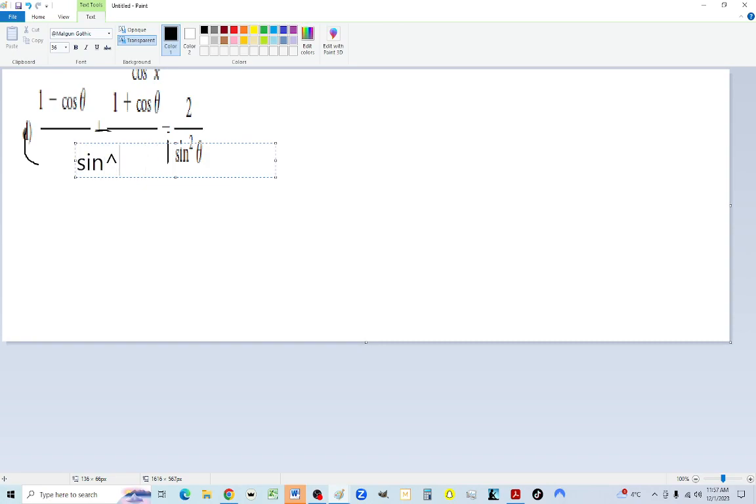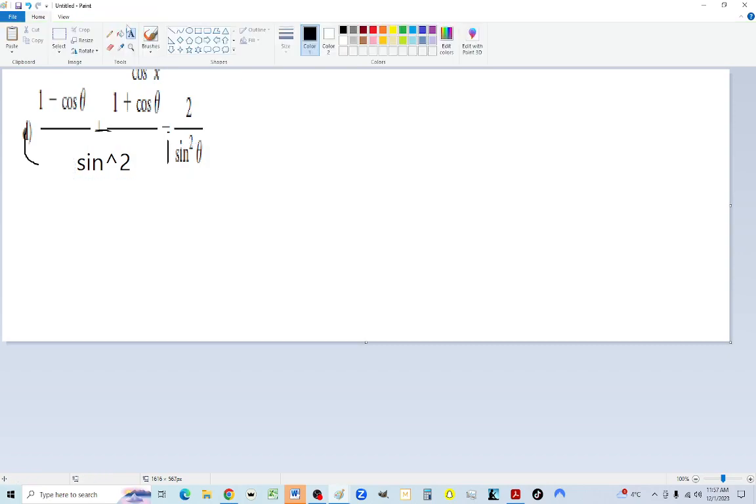So that's the bottom. And then you're allowed to simply add, remember that there's an addition between them, 1 minus cos plus 1 plus cos. These coses cancel out. What's 1 plus 1? 2. Left equals right.